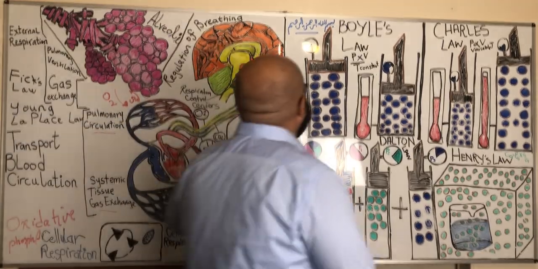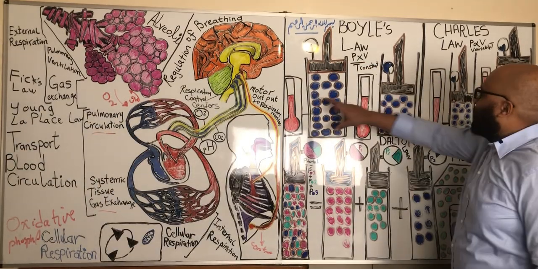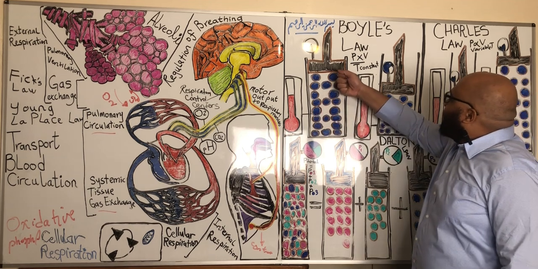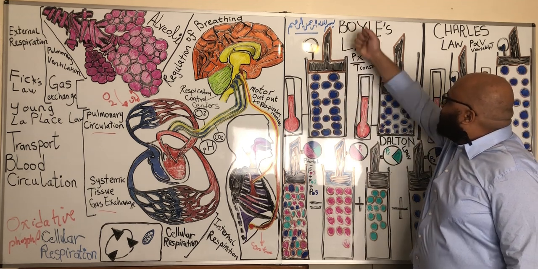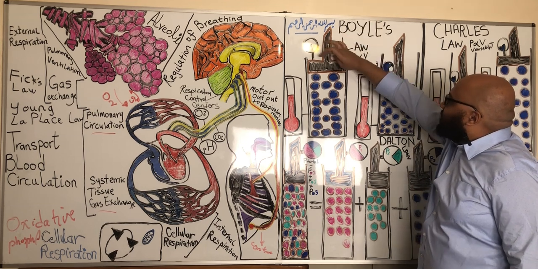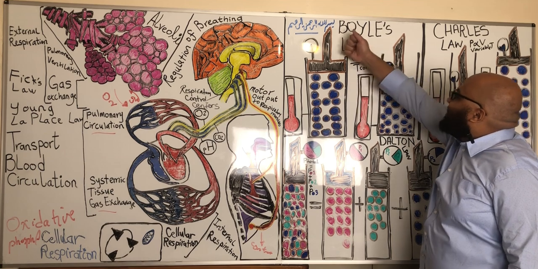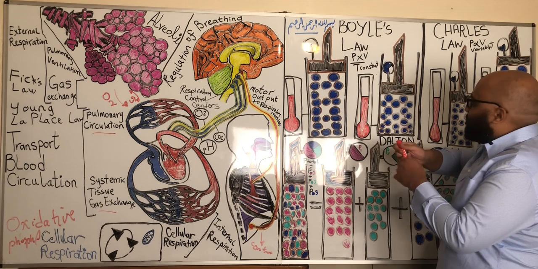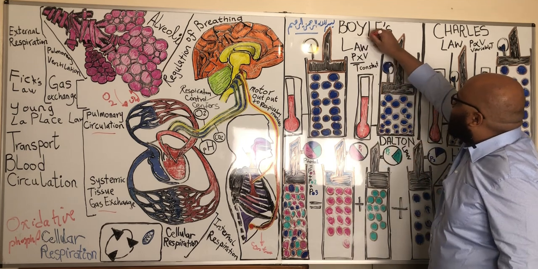Okay, so this was Boyle's law. You conserve the temperature. If you increase the volume, you decrease the pressure. And if you decrease the volume, you push the piston down, and the pressure would go up. And that is your Boyle's law.